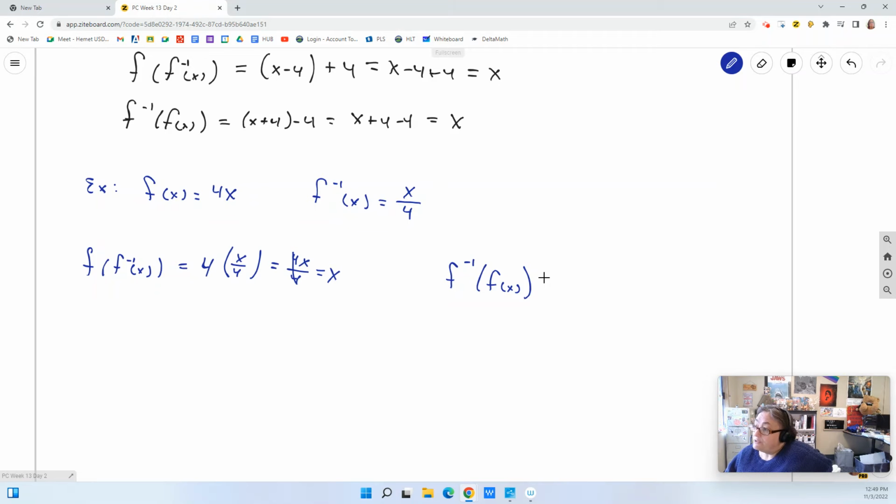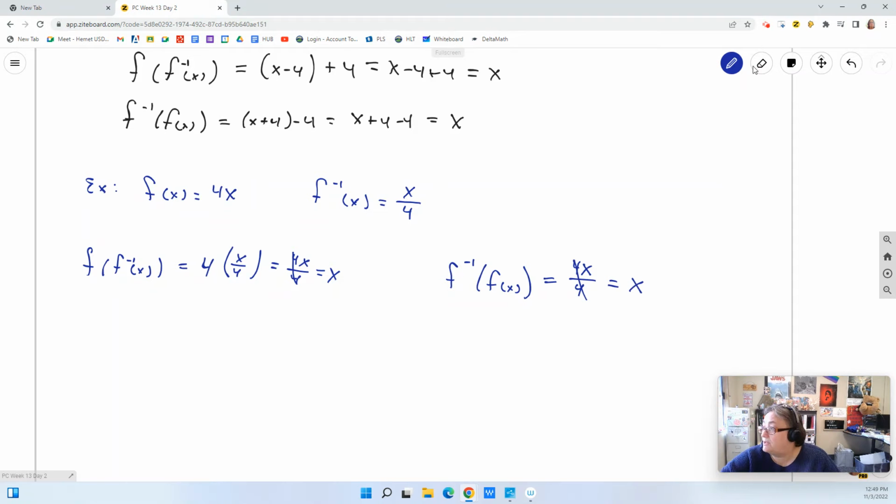And now we're going to come over here and we're going to do the opposite, right? Here I have x over 4, so I am going to write that as 4 times x over 4. And look, this is going to happen again, and we're going to be left with x. So we can say that they're inverses of each other. It means that they're 1 to 1.